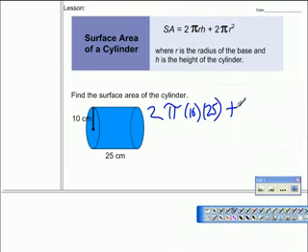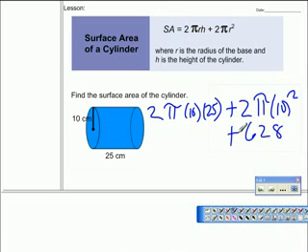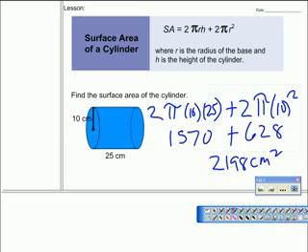Then the surface area of the 2 circles, 2 times pi times 10 squared. Well, 10 squared is 100, times pi is 314, times 2 is 628 on this one. Here we have 25 times 10 is 250, times 2 is 500, 500 times 3.14, 1,570. Just add them together. So that'd be 2,198 square centimeters.